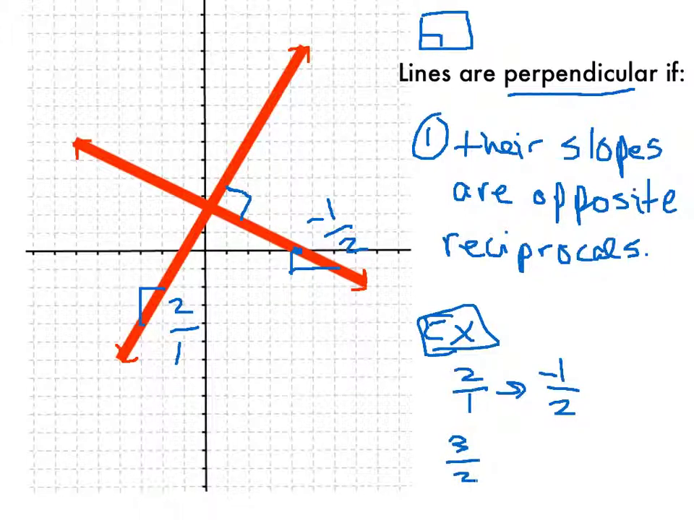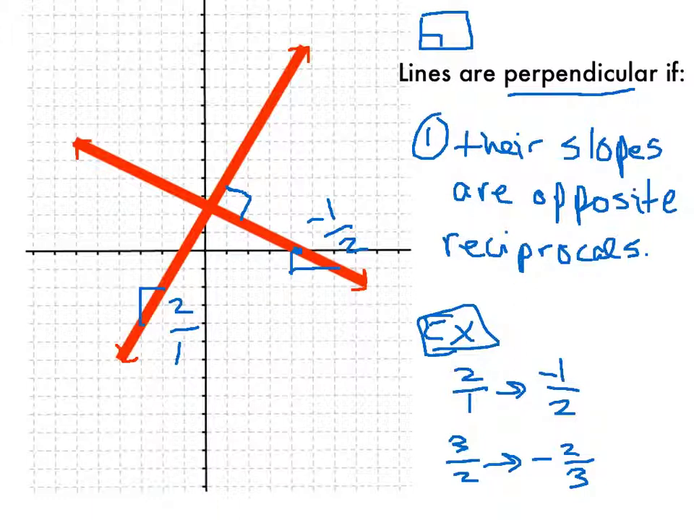If I had 3 halves as one line, the opposite reciprocal of that, well, this one's positive, so this would have to be negative. We flip the numerator and denominator: negative 2/3. That's what it means to be opposite reciprocals. In this case, we don't care what their y-intercepts are. They could have the same y-intercept, because if they have the same y-intercept and opposite reciprocal slopes, they're not going to be the same line.